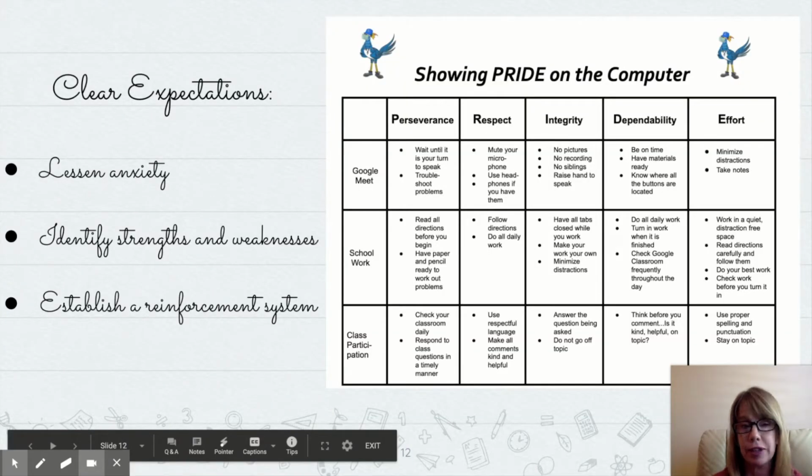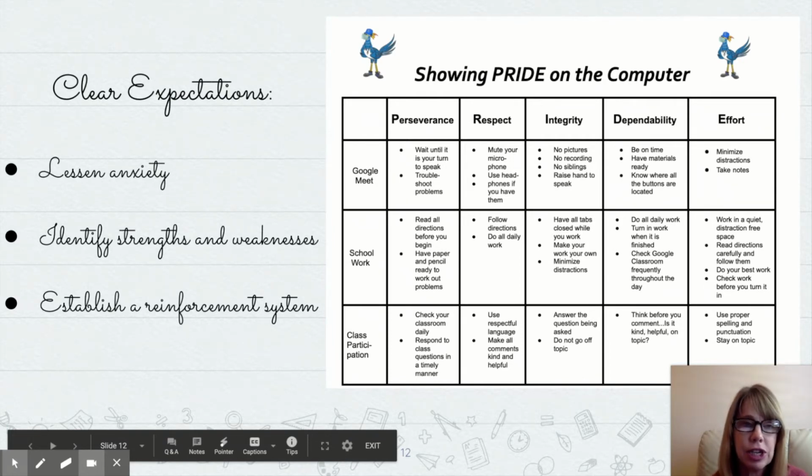Next is having clear expectations. So with some help from Ms. Becker, we created a pride matrix that has perseverance, respect, integrity, dependability, and effort, which is our pride expectations. And then what your students should be doing at home during Google Meets, schoolwork, and for class participation. And go ahead and read through that on your own.